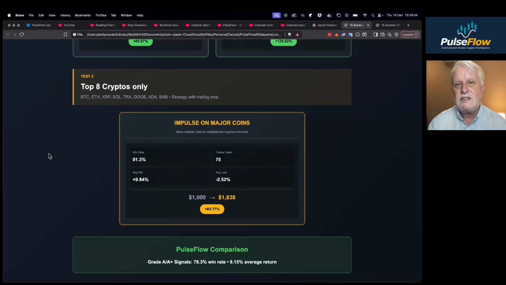91.3% win rate, 75 trades over that 16 months, 9.84% average win, and again, because we're using a trailing stop, only -2.52 loss. So your $1,000 becomes $1,800. Again, it still works, but the trailing stop improves it dramatically. So his idea is not rubbish. His idea is good, but adding that trailing stop really helped.